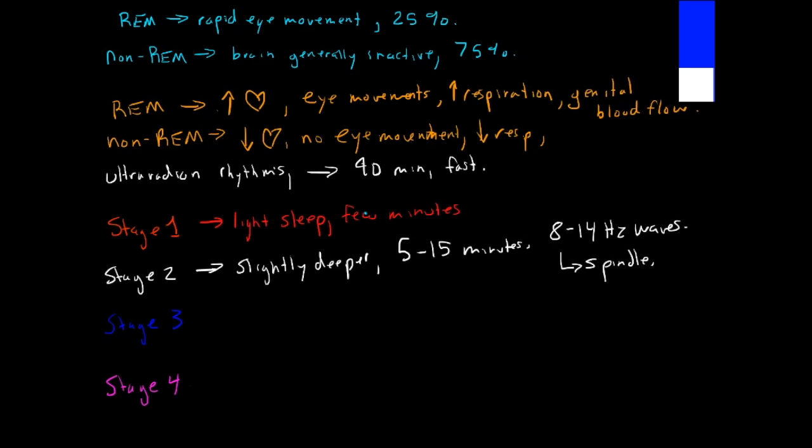So stage 3. The EEG begins the large amplitude and slow delta rhythms. And the eye and body movements are pretty few. There's not too many movements. So you're entering a deep sleep. So just put no movement.